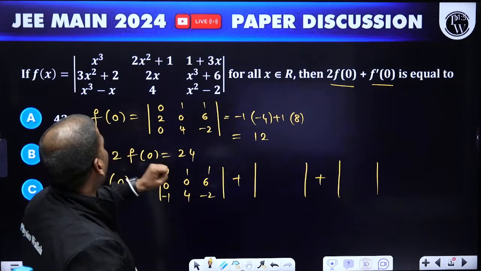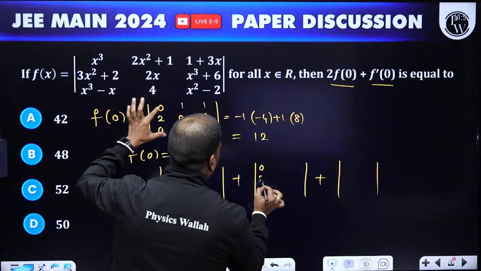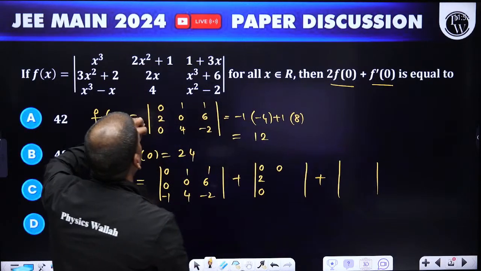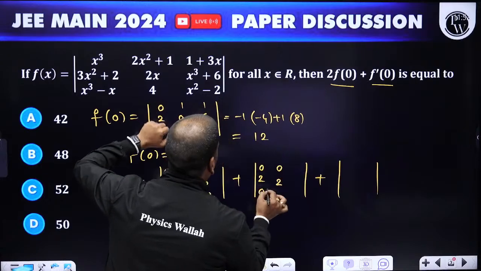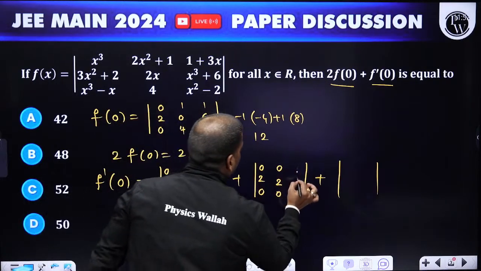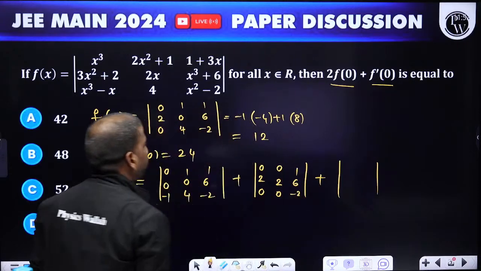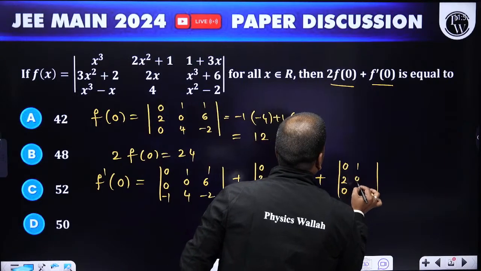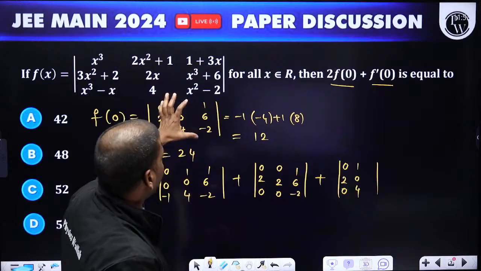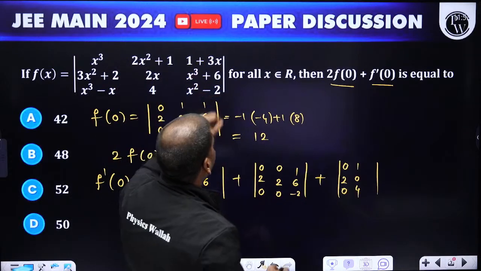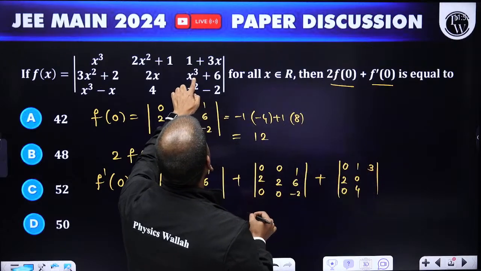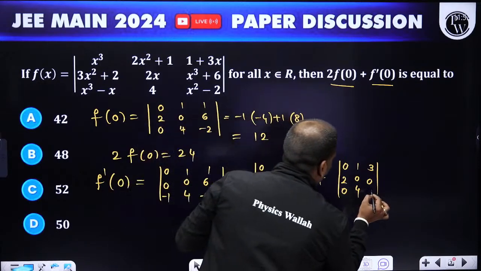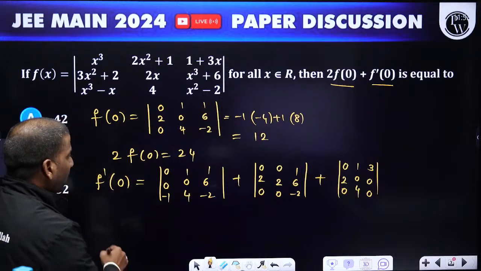Now coming to the second determinant, so this is 0, 2, 0, no change. And here derivative 4x. So putting x is equal to 0, 0. This is 2. And derivative of 4, 0. No change here also, 1, 6, minus 2. Last one, 0, 2, 0 as it is, 1, 0, 4, no change in the first column as well as the second column. Now coming to the third column, derivative 3, and here derivative 3x square. So putting x is equal to 0, 0, here 2x, that is also 0. Now we need to find its determinant.